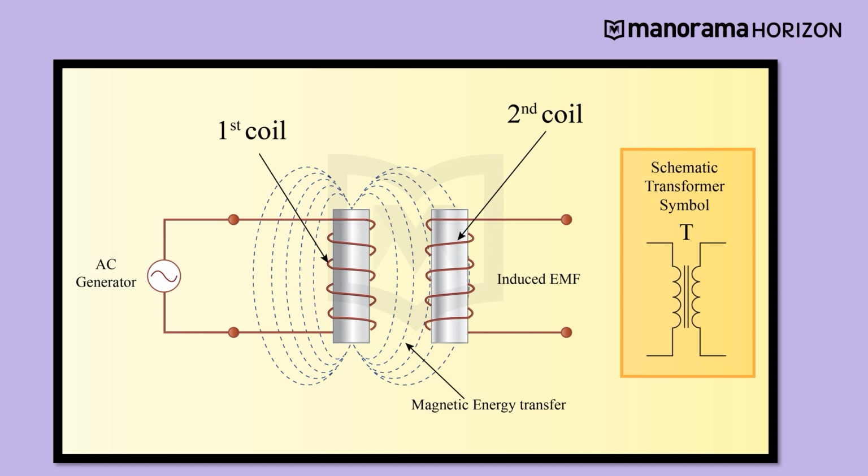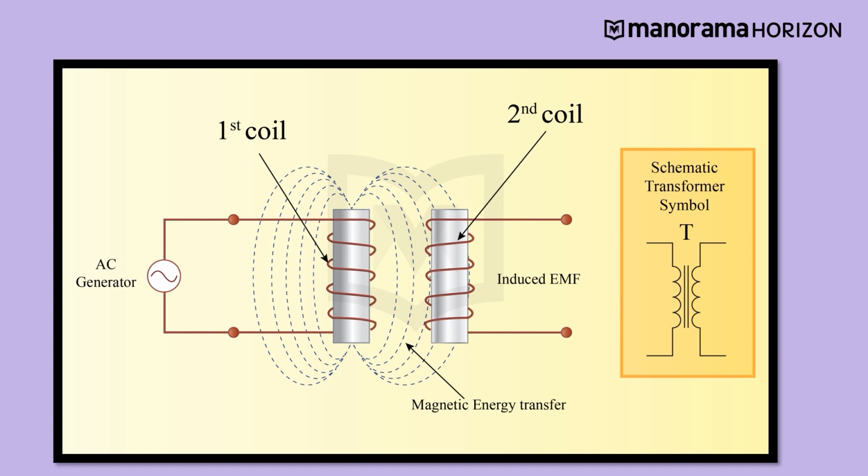And as a result, it will induce an EMF in the second coil. The purpose of using a solid iron core, which is magnetically linked with both coils, is to improve the flux density inside the coil, which in turn increases the efficiency of the EMF being generated in the secondary coil.